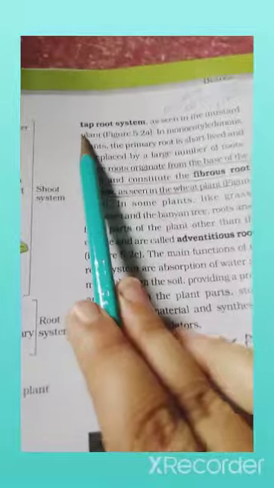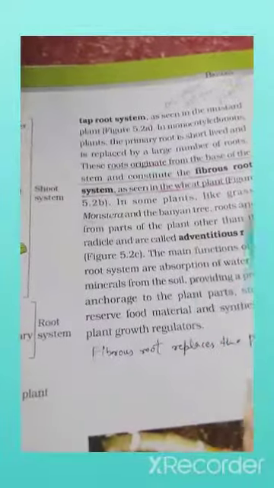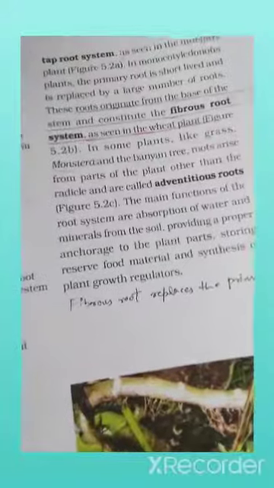So example of taproot system is mustard plant. Example of fibrous root system is wheat plant. An example of adventitious root system is grass, monstera, and banyan tree.